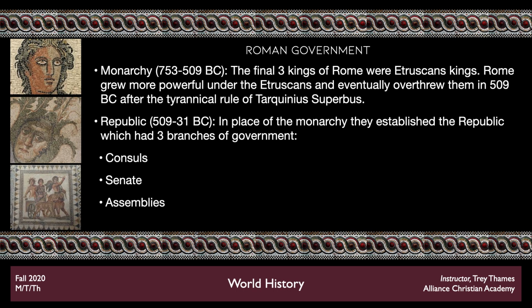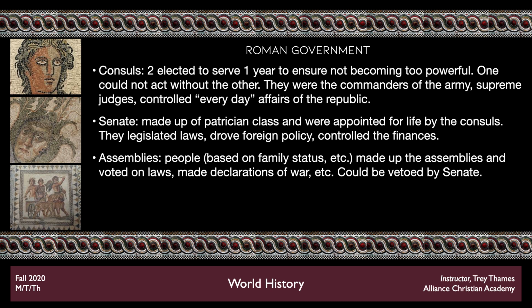The monarchy again ran from 753 to 509, seven different kings. The final three would be Etruscan kings, as we mentioned, but they will be overthrown in 509 BC. The Republic was born in 509, running to about 31 BC. And from this, we're going to get the Republic, which had three branches of government: the consuls, the Senate, and the assemblies. Let's quickly look at what these distinctions were.